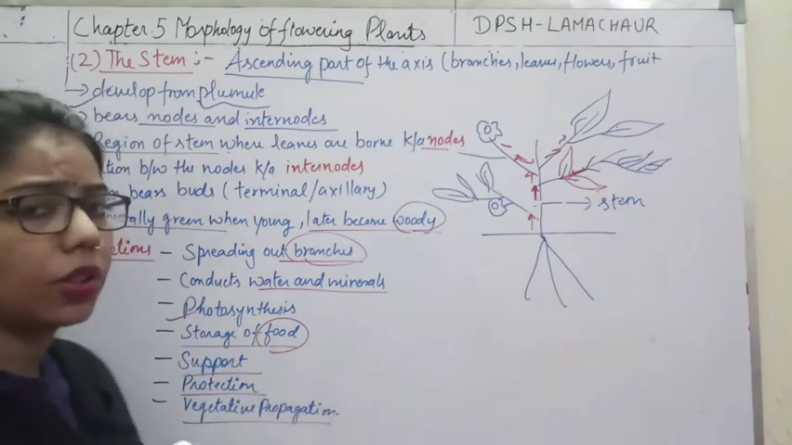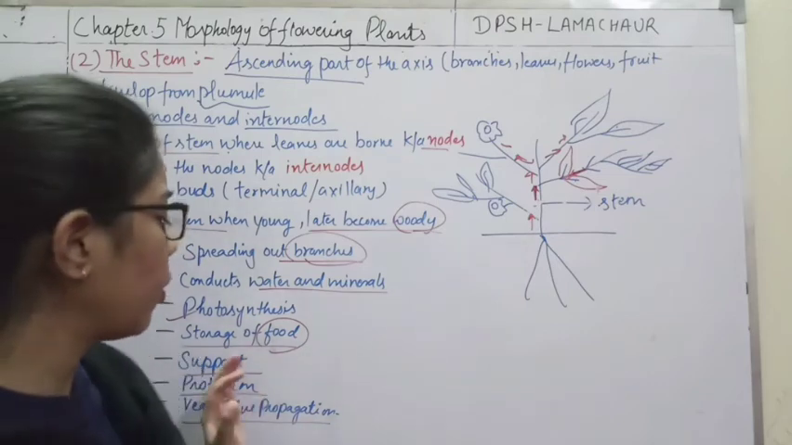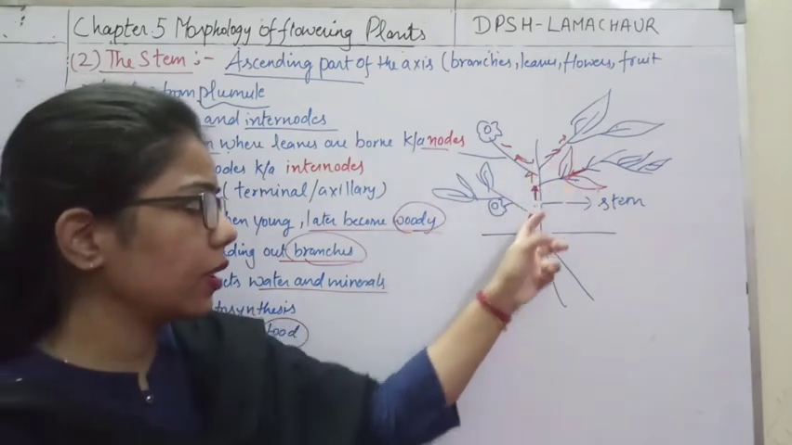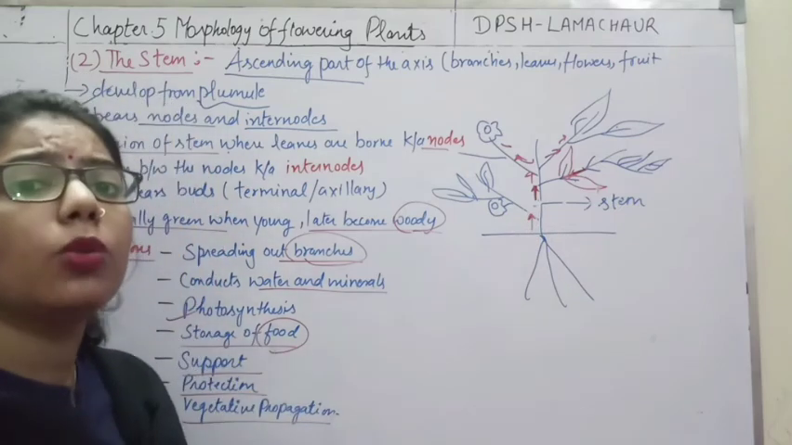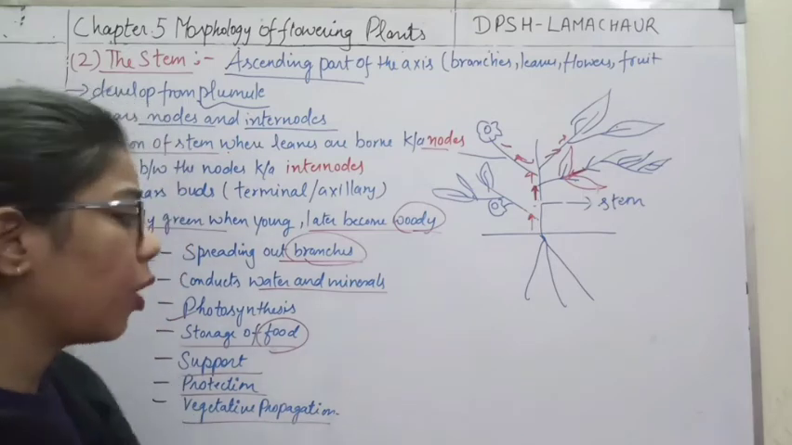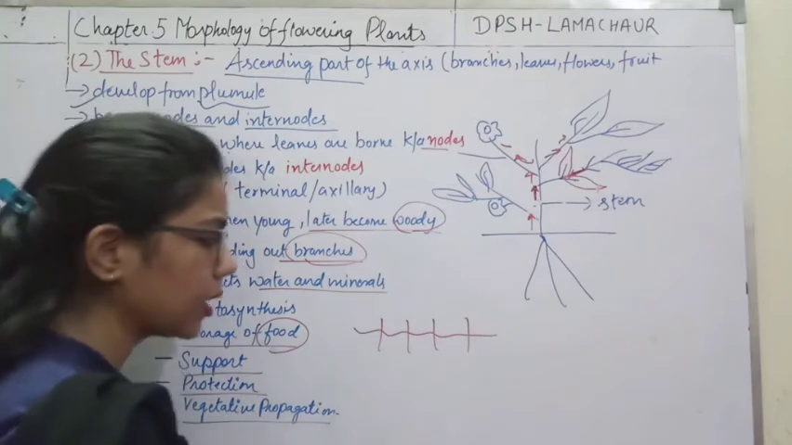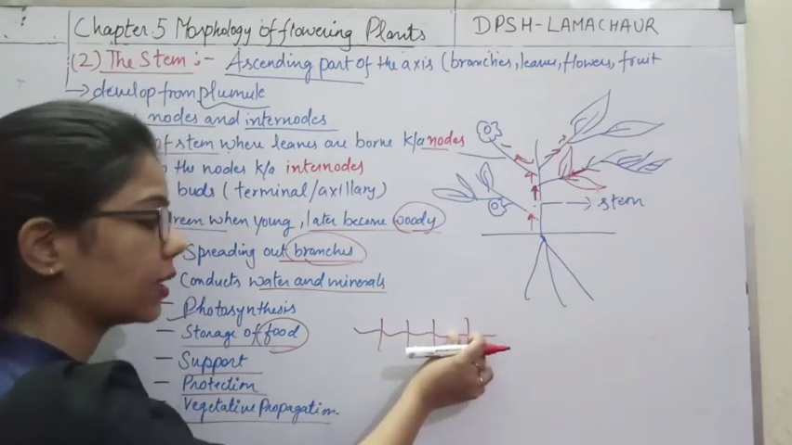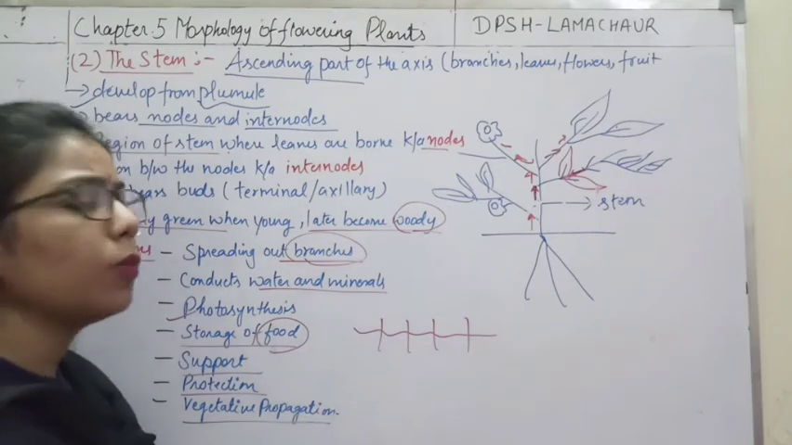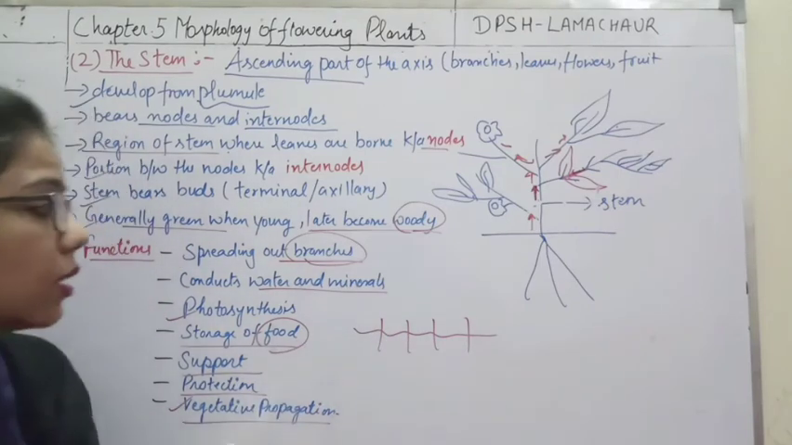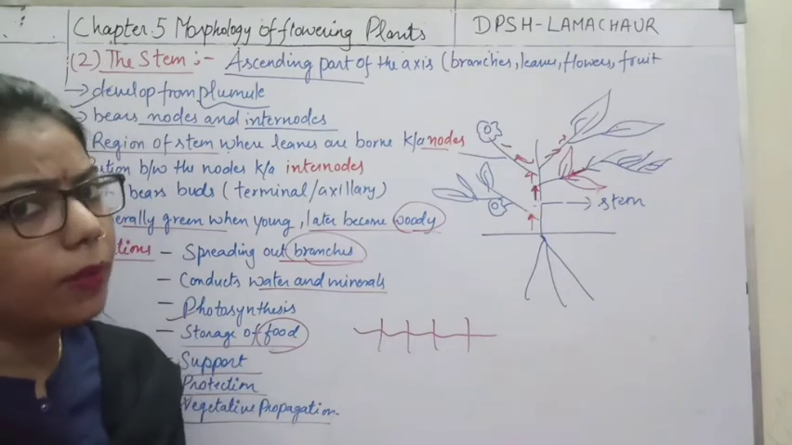Then vegetative propagation. What is the meaning of vegetative propagation? It means that some of the plants have stems which have the capacity to form a new plant. From the stem we can cut different parts, and each part of this stem we can use for propagation, and it will give rise to a new plant. So this stem is also useful for the vegetative propagation of the plant.